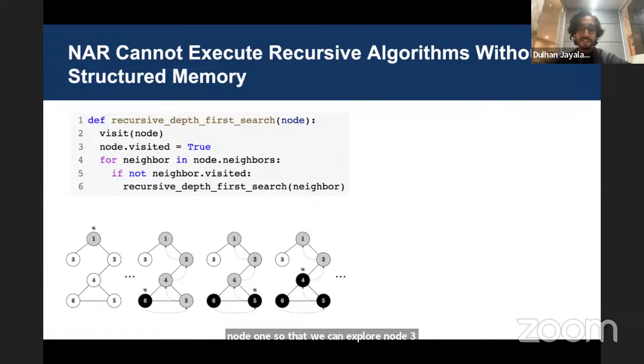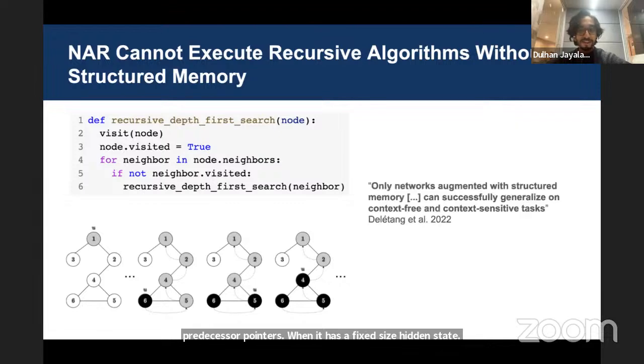And in general, this elucidates the point that in depth-first search, where the longest recursion depth is O(n), we need memory to store O(n) predecessor pointers. So a neural network can't reason recursively about an arbitrarily large graph, because we'd have some arbitrarily large number of predecessor pointers, when it has a fixed size hidden state. And supporting this idea, Delétang et al., in their 2022 paper, Neural Networks and the Chomsky Hierarchy, found empirically that they could only get networks to generalize on context-free and context-sensitive tasks when they're augmented with structured memory.